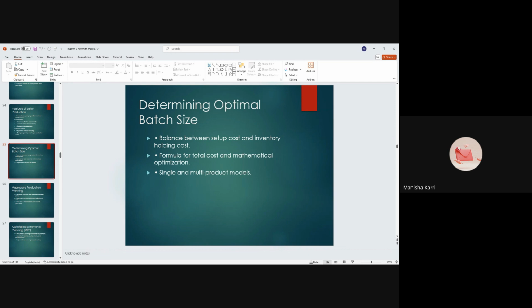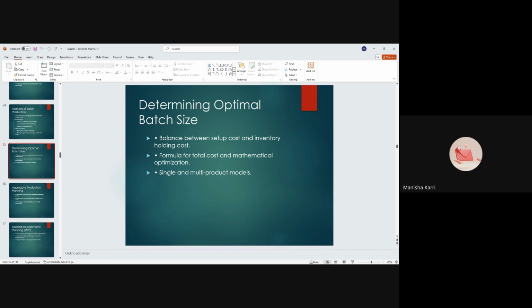So determining the optimal batch size. How could you determine the optimal batch size? Finding the optimal batch size generally means deciding how much to produce in each batch to minimize cost and maximize efficiency. In determining the optimal batch size, balancing cost means setting a cost. Every time a new batch starts, there are costs associated with setting up the different types of equipment or changing configurations. And the more batches you produce, the higher the total setup cost will be, right?